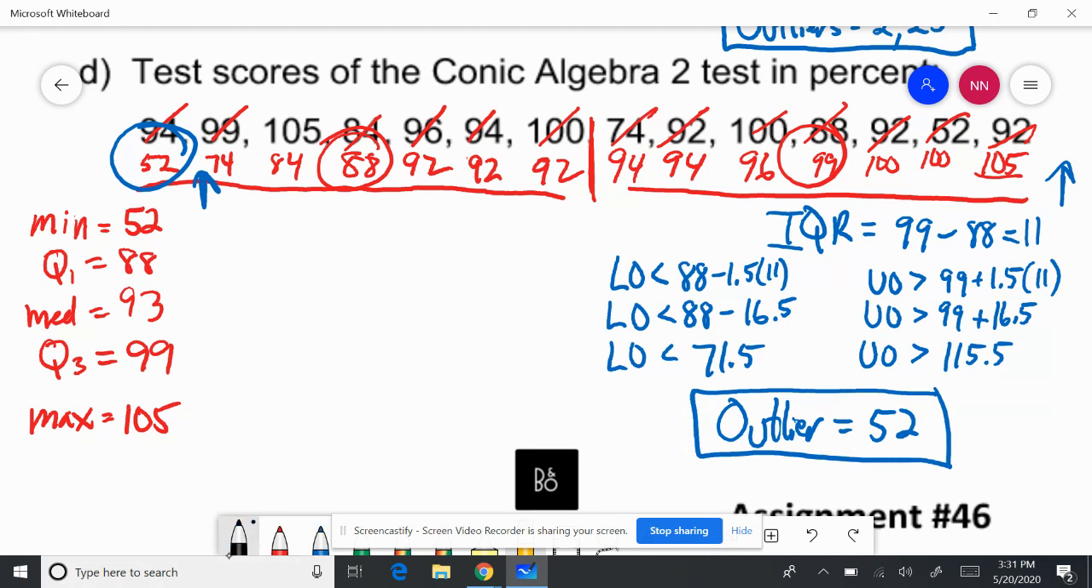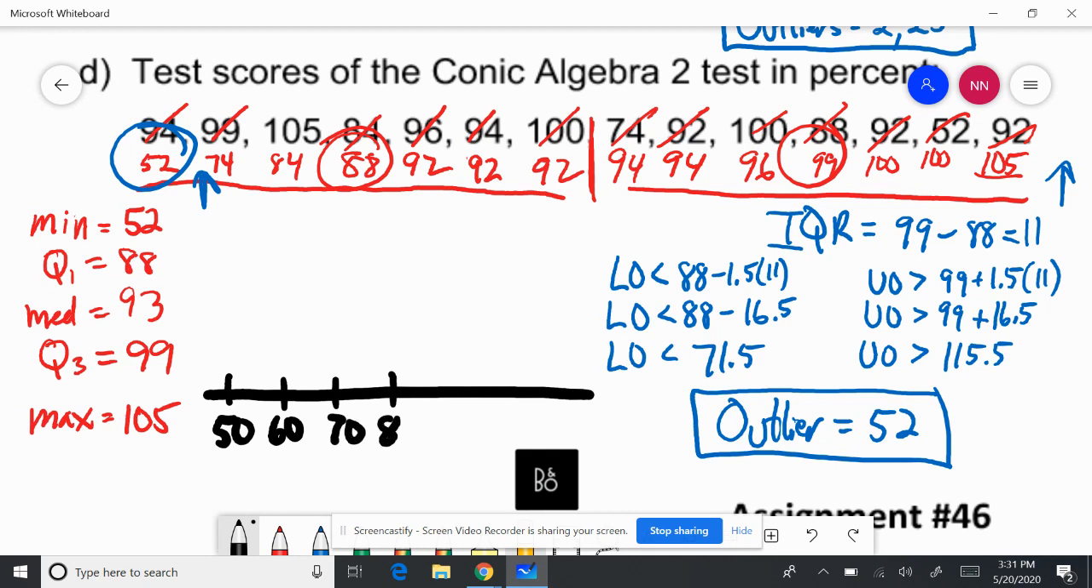Now, what we're going to do is we're going to make our box plot. I'm going to start at 50. I'm going to go by tens, 60, 70, 80, 90, 100, 110. I put an X at 52.